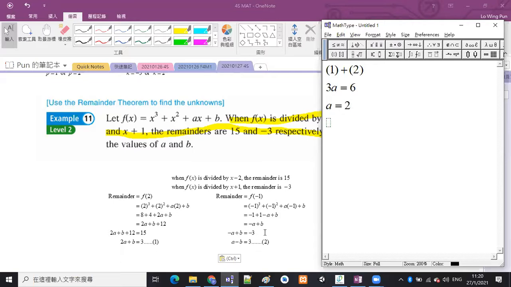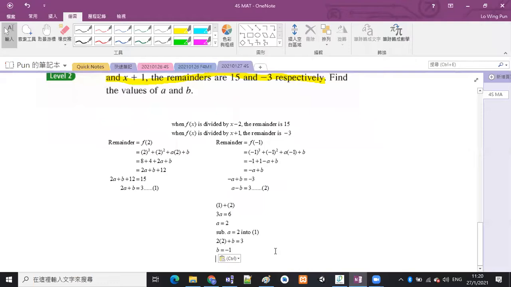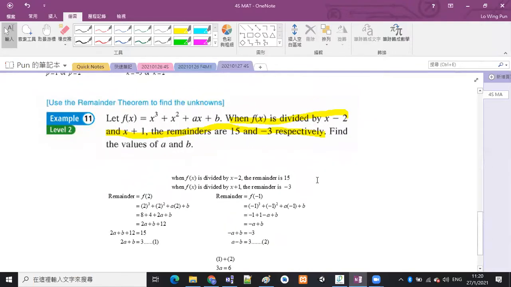So when A is 2, you just substitute A equals 2 into either equation 1 or 2. So we have 2 times 2 plus B is equal to 3. So B is -1. Can you get this? So that is how we can find the values of A and B. That is what we want to find.